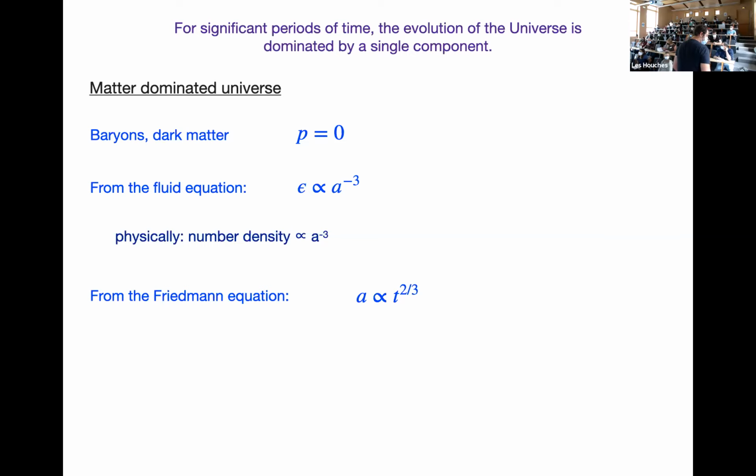I am wondering, are we able to put any constraints on the equation of state for dark energy? We are indeed, and I will mention this very briefly later on today. The answer is it looks like it's very close to -1, but it's a good question and I'll mention it later.